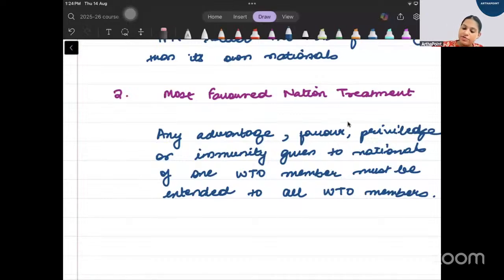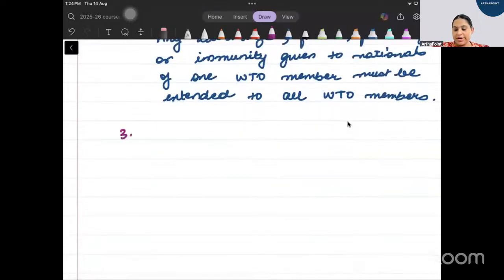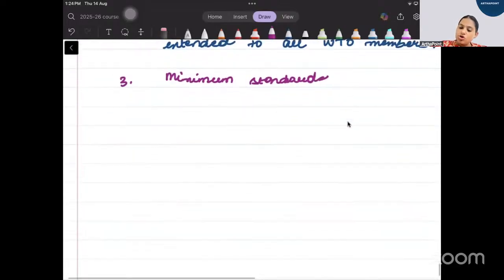The third one that we have is minimum standard. This says that all WTO members have to comply with the baseline protection level set by TRIPS, irrespective of their domestic preference. For example, if TRIPS says that whoever files a patent will get 20 years of protection, then you have to give 20 years of protection in your country. You can give 30, no problem, but you cannot give less than 20. 20 is the minimum standard set through TRIPS.